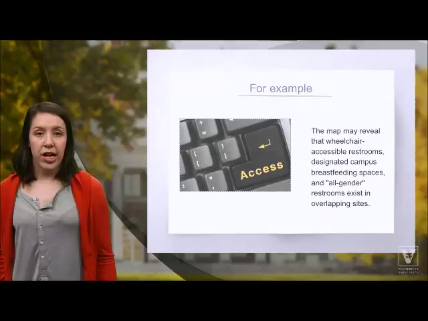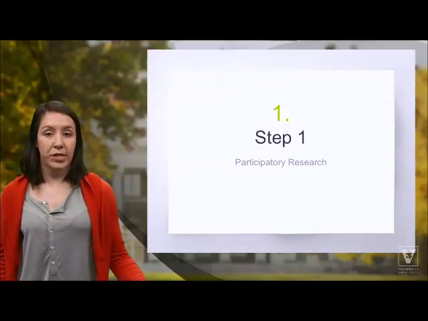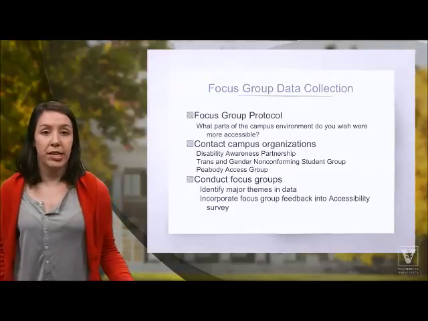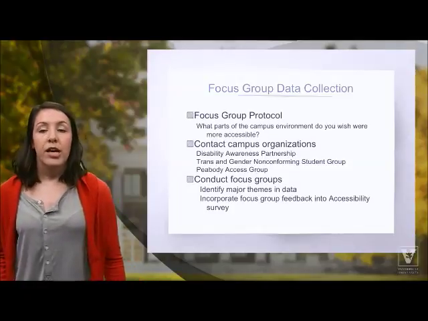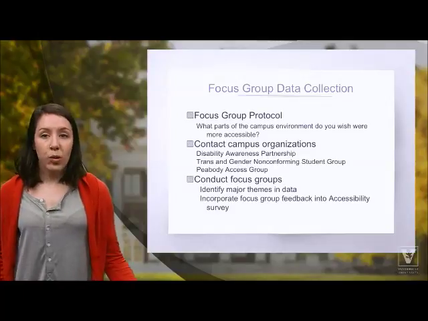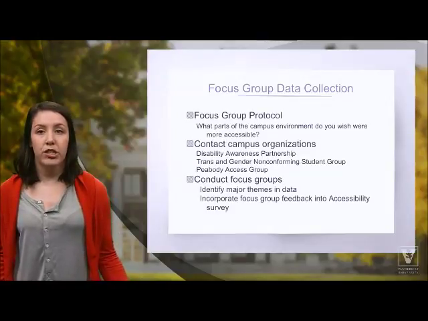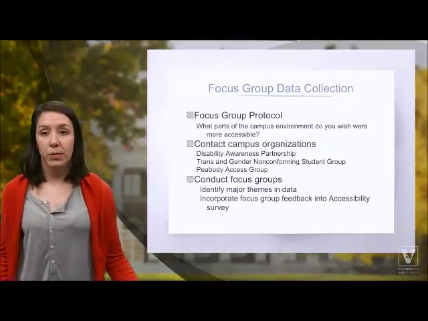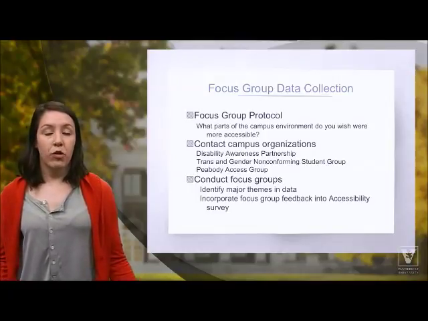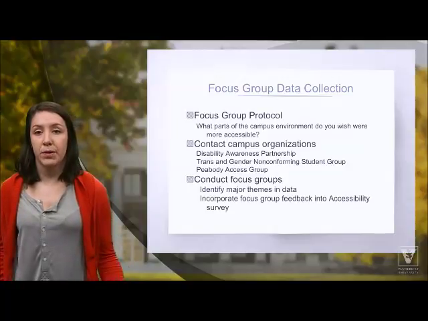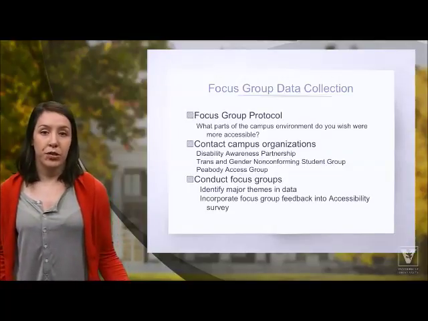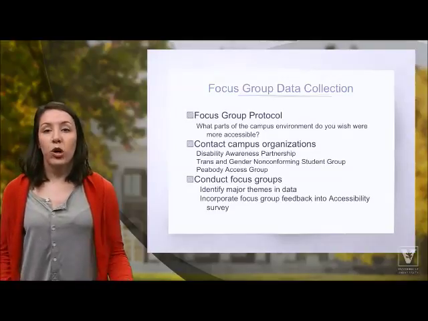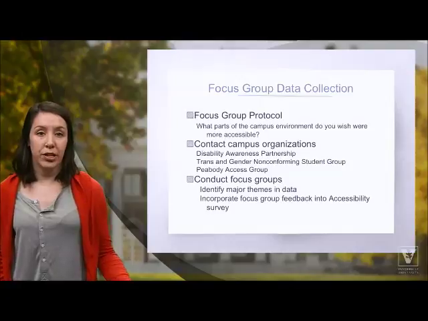So the first part of this project is we needed to gather some participatory research. So what we did is we conducted focus groups with potential users of these accessible spaces on campus. First, we developed a protocol, and we asked questions such as, what parts of the campus environment do you wish were more accessible? We contacted campus organizations, such as the Disability Awareness Partnership and the Transgender and Nonconforming Student Group, as well as the Peabody Accessibility Group, and then we conducted these focus groups. After we conducted the focus groups, we identified major themes in the data, and then we incorporated the focus group feedback into the accessibility survey.